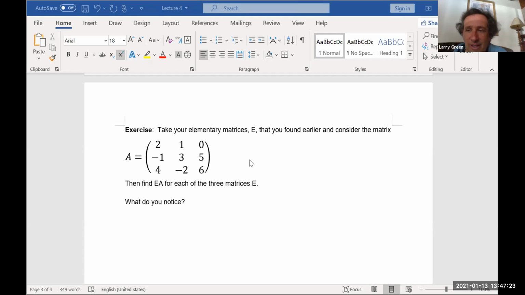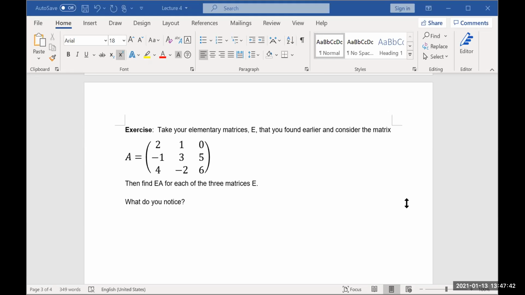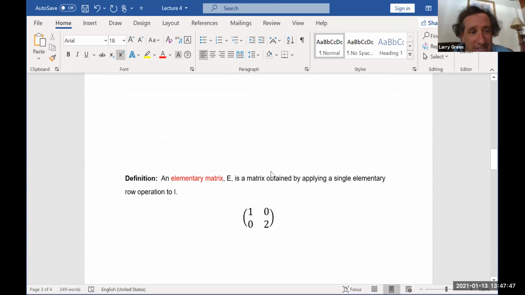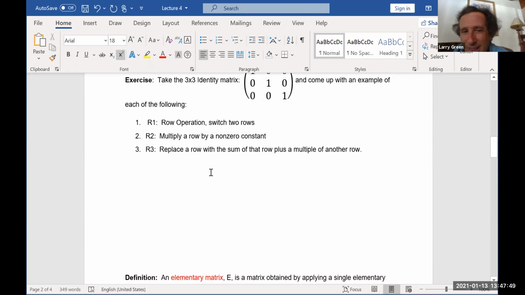So if you do the row operation to the identity and multiply that matrix that you get by A, then you're doing the row operation to A, at least for switching two rows. Did everyone get the same thing? Good. Okay, now let's look at the second one, to make sure that we're not dreaming about anything.